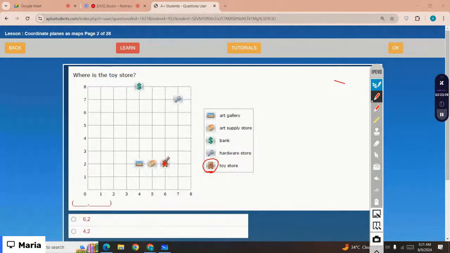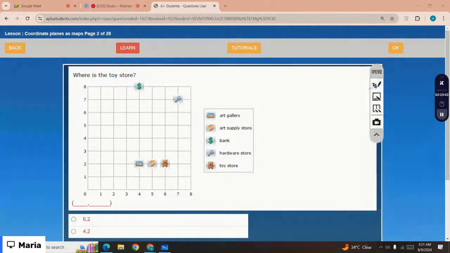This is the toy store. To see the location, x is 6 and y is 2. So the toy store is at 6, 2. Option number 1 is the correct option. Got it? The toy store is at 6, 2. Option number 1 is the correct option.